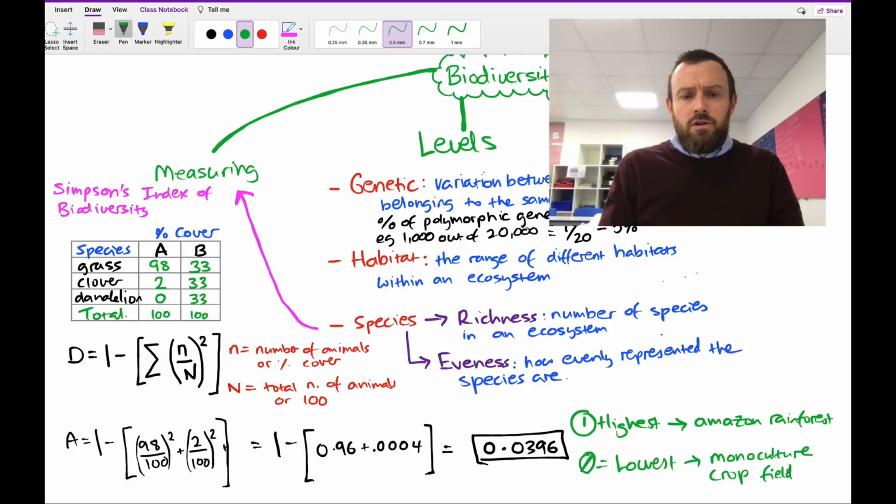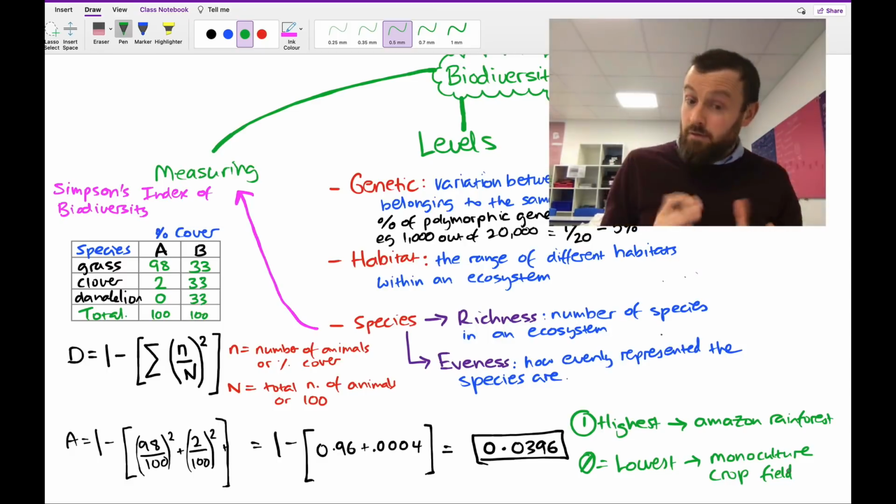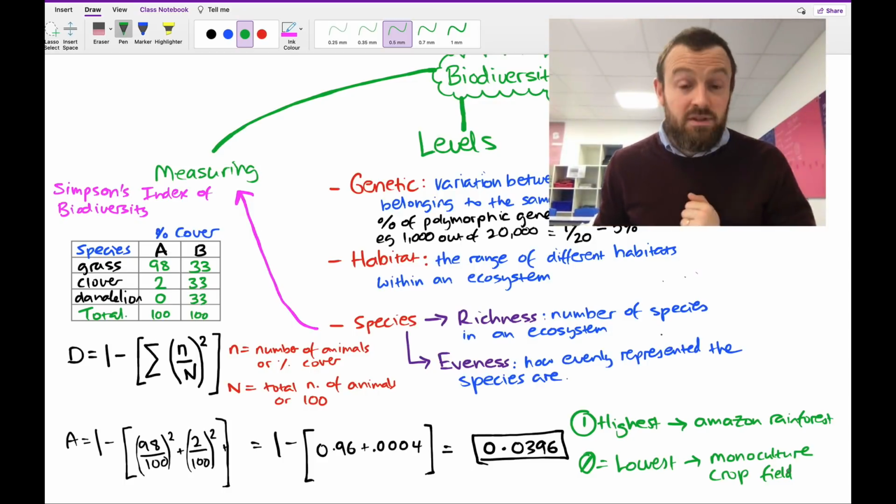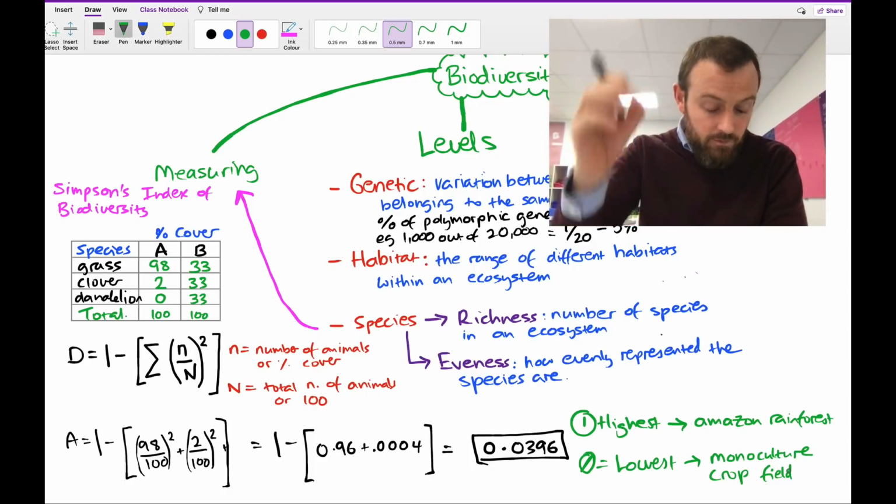What's 100 over 100? It's 1. What's 1 squared? It's 1. What's 1 minus 1? It's 0. Okay, so if you had a monoculture, you'd have a Simpson's biodiversity index of 0. Okay, so that's Simpson's biodiversity index done.